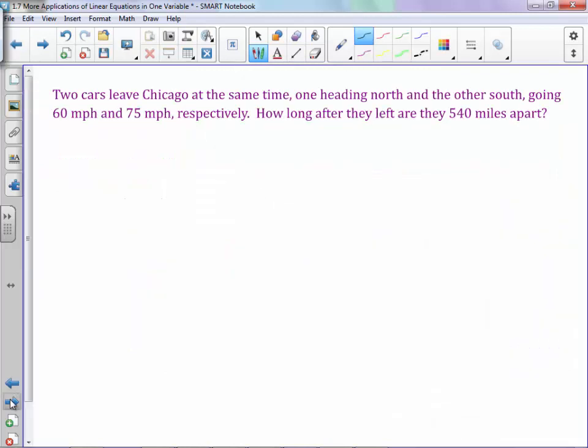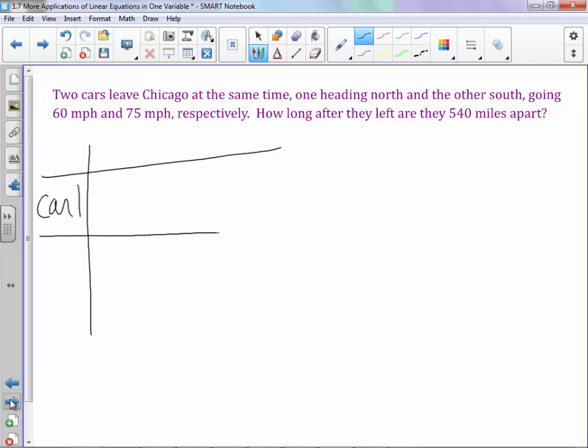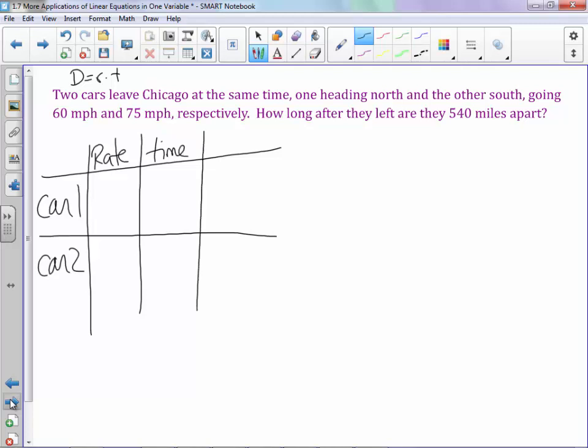Moving on to a distance problem. Once again, we're going to need a table. And once again, we're going to have our options on the left. So we've got 2 cars that are driving here. So our options are car 1 and car 2. Now, when we have distance, you probably remember the formula distance equals rate times time. And that's what we're going to use. We're going to use our rate, or the speed, the time that we drove at that speed, and that's going to equal our total distance that we went.